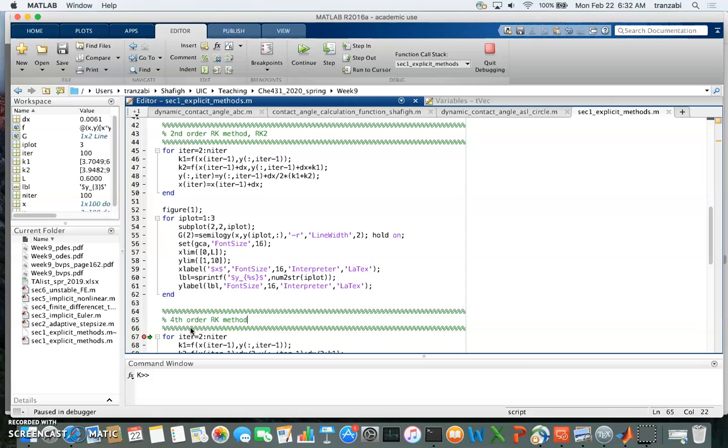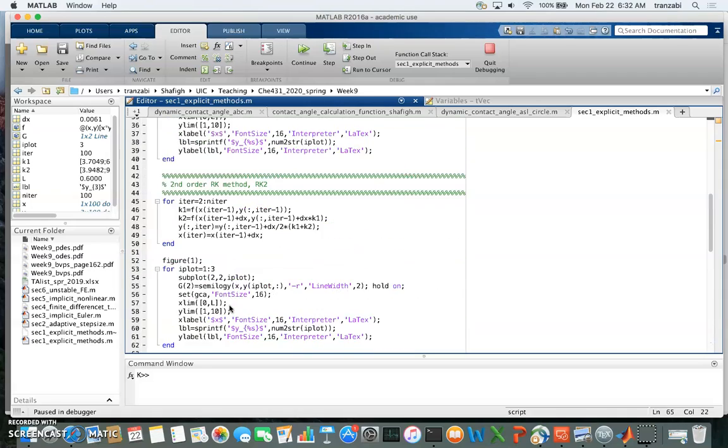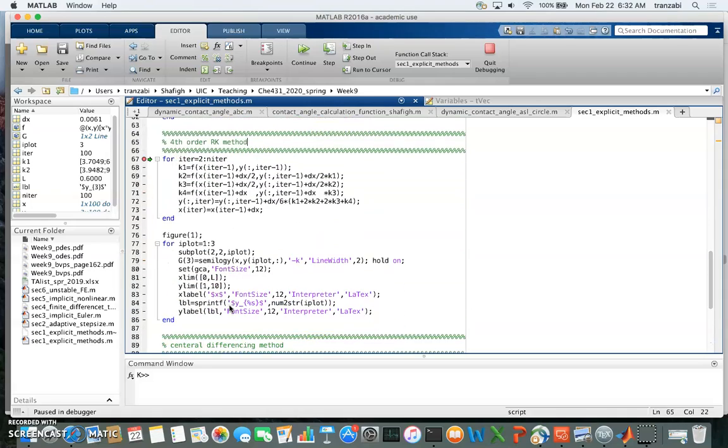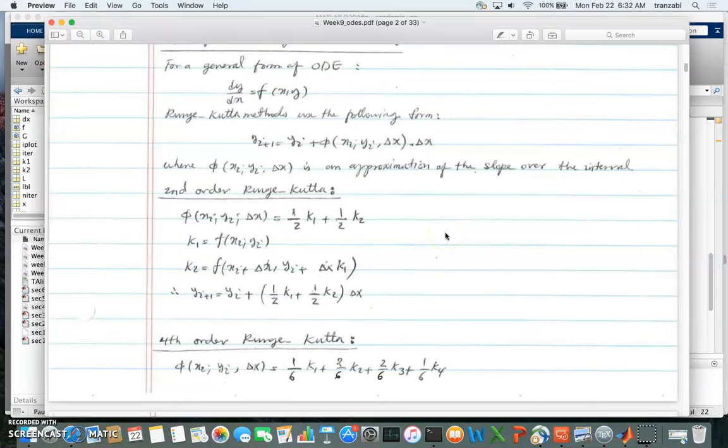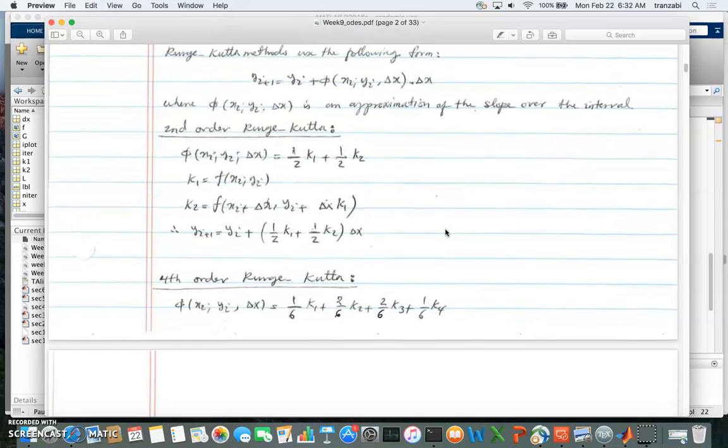So this method is more accurate than even RK2. And we said RK2 is more accurate than forward Euler. So let me go back to the lecture notes to look at the theory part of it, and then we come back and talk about the script in a minute.